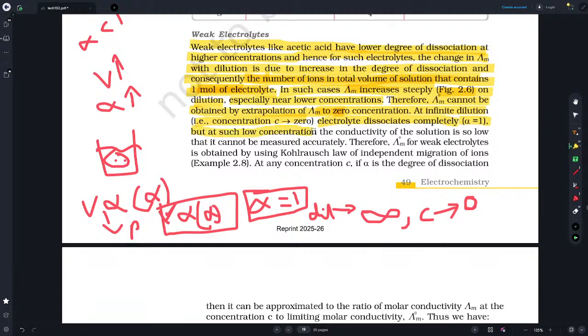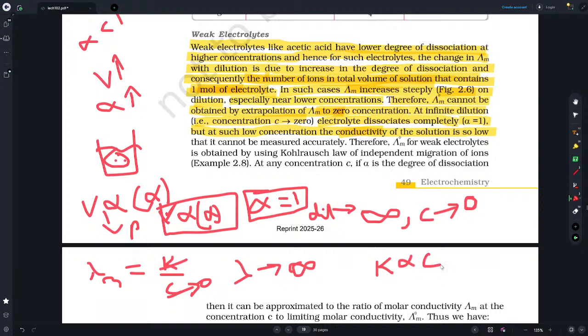But at such low concentration, the conductivity of the solution is so low. Don't get confused: conductivity is very low, but molar conductivity is extremely high. Molar conductivity is kappa, conductivity, divided by concentration. As concentration tends to 0, molar conductivity tends to infinity. But that doesn't mean conductivity will increase. Conductivity will still decrease, as we know that conductivity is directly proportional to concentration. Yes, let's continue. At such low concentration, the conductivity of the solution is so low that it cannot be measured accurately.